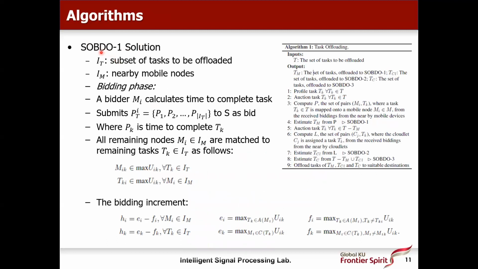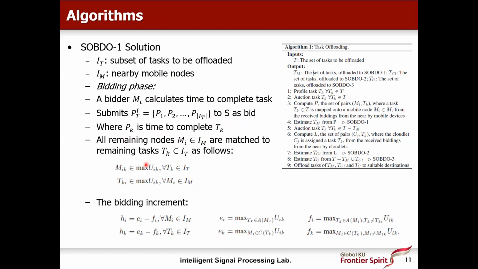Okay, so the SOPTA 1 solution, this is for the first tier, the tier of the mobile devices. It starts with these two variables: IT is the remaining set of tasks that have yet to be offloaded, and IM is the remaining mobile nodes that are still available. So a given mobile device will calculate its time to complete each task, and it'll put that into a vector. So P represents all the times to complete each task. And it submits that to S as a bid.